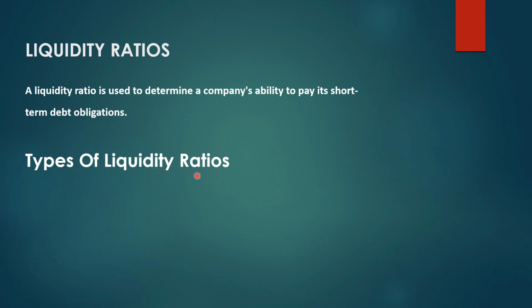Types of liquidity ratio. There are two types of liquidity ratio. First is the current ratio. Second is the quick ratio, also called the acid test ratio.